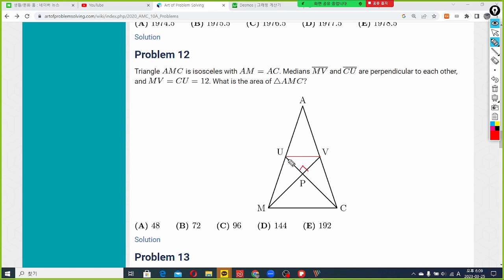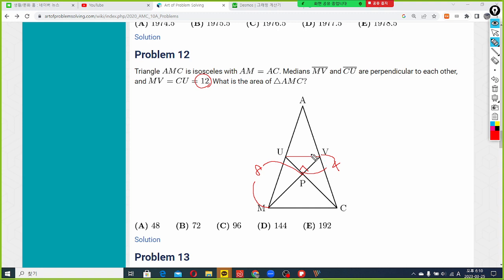Yep, so in this case, the upside down triangle, inverted triangle, PUV, is similar to the PMC, and the scale factor is 1 to 2, because UV is the mid segment of AMC. So that means we can divide the length of 12 with a ratio of 2 and 1. That means the length of MP is 8 and PV is 4, and same thing goes with PU and PC. So the length of PU is 4 and the length of PC is 8.